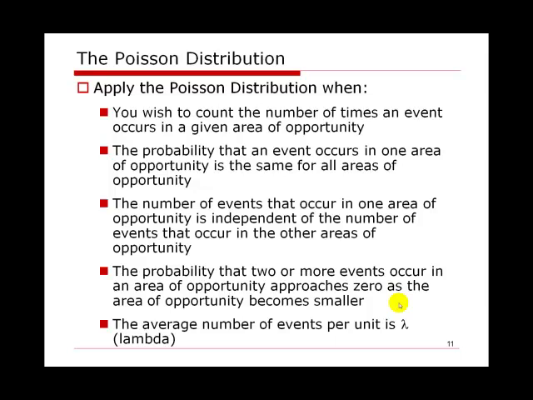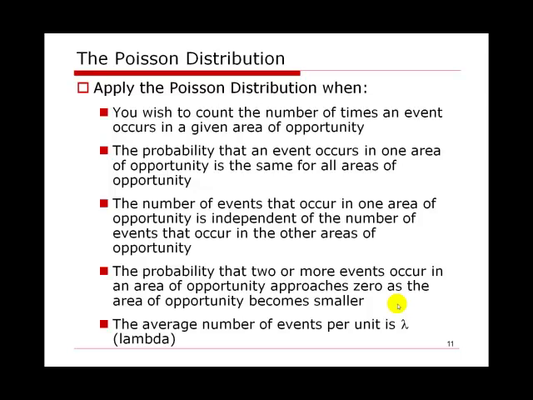and the number of events that occur in one area of opportunity is independent of the number of events that occur in the other area of opportunity. And the last one is the probability that two or more events occur in an area of opportunity approaches 0 as the area of opportunity becomes smaller. So similar to the binomial distribution.